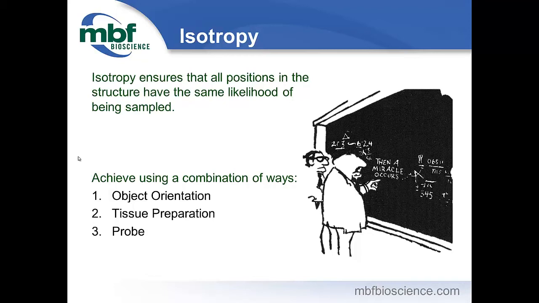Right, and we're going to achieve that in a combination of ways. It could be the way that your object is oriented within the greater structure, like the cells oriented within the brain region itself. How you prepare the tissue is another key consideration. And then finally, we can also achieve isotropy using the probe.